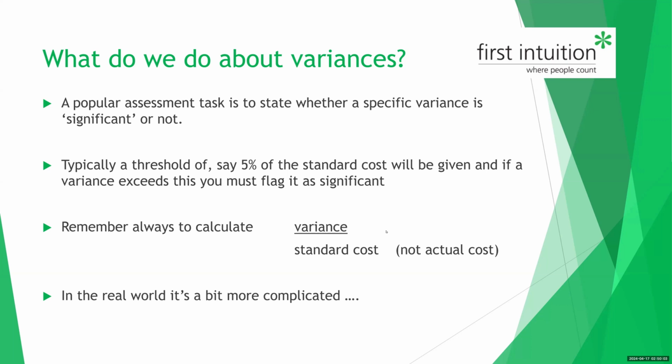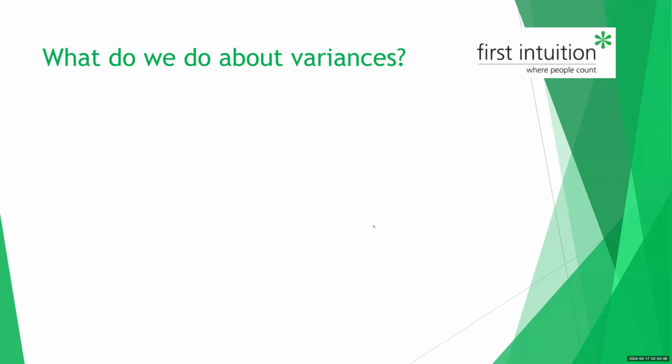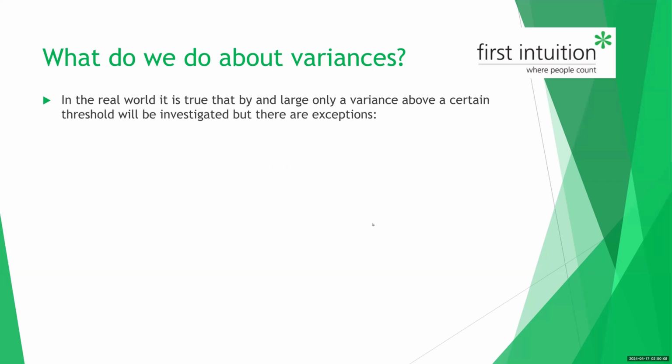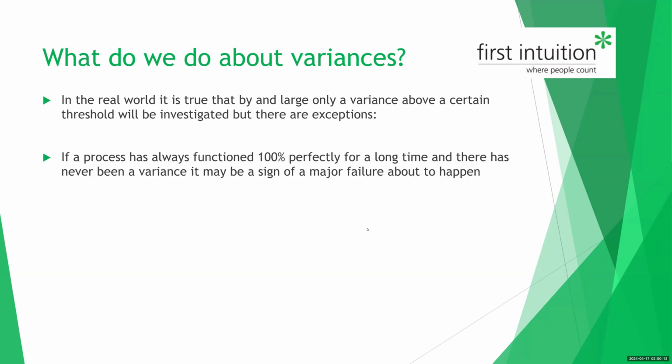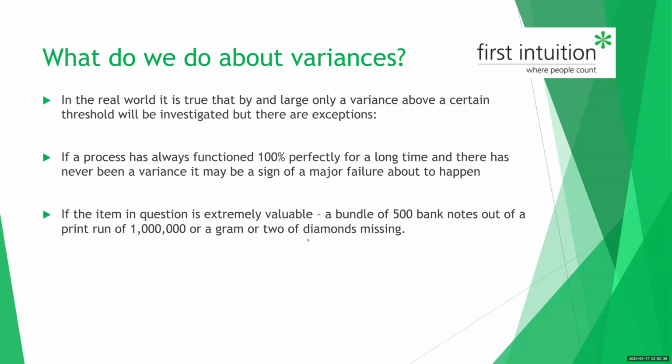In the real world, there's a bit more to it than that. Yes, we do have a threshold, but it's going to depend a little bit on the nature of the product. What if we've got a machine that has always been 100% totally accurate, never ever a variance, fantastic quality engineering? All of a sudden, it starts getting a variance, and it repeats and repeats. It might well be that that machine is all set after many years of service to fail in a big way. So we may well investigate a very small variance.